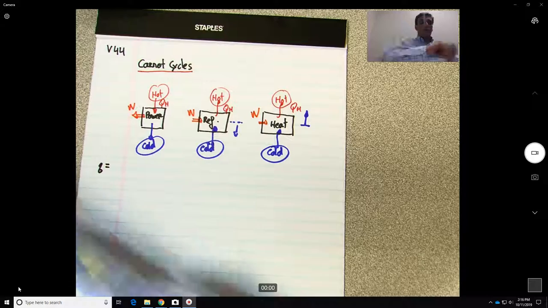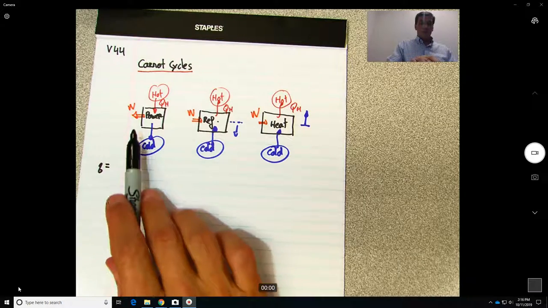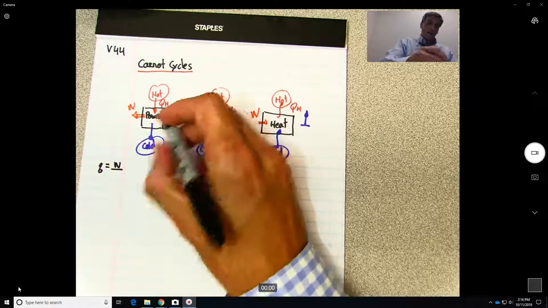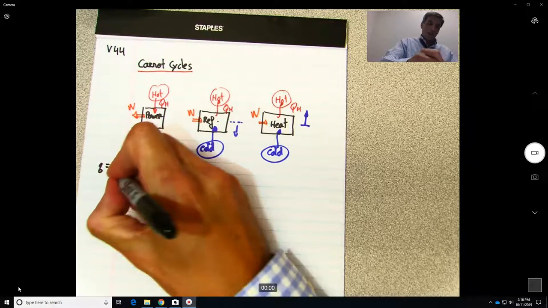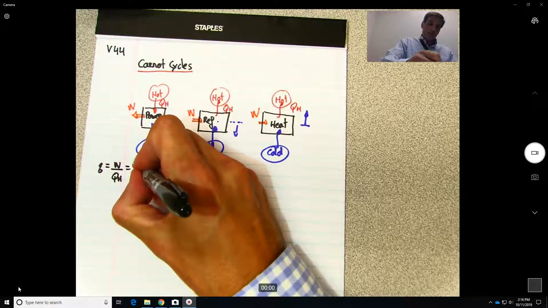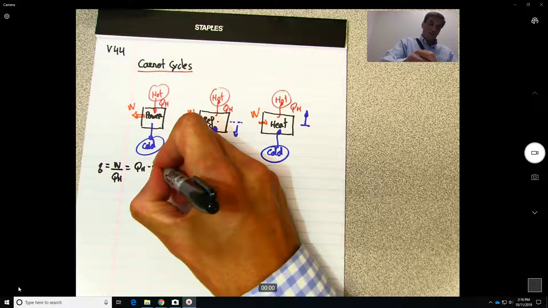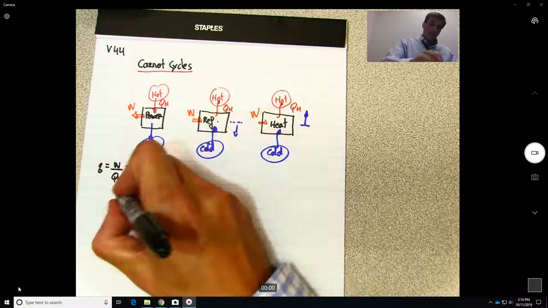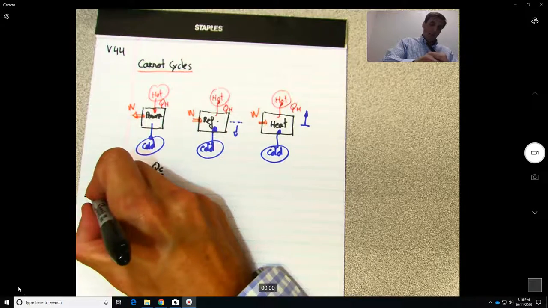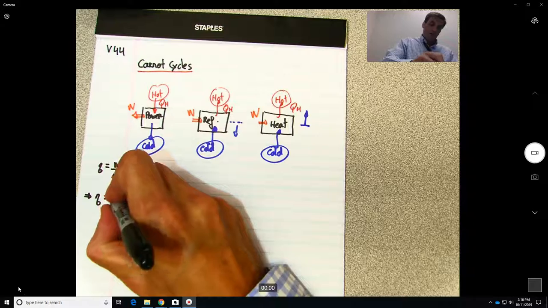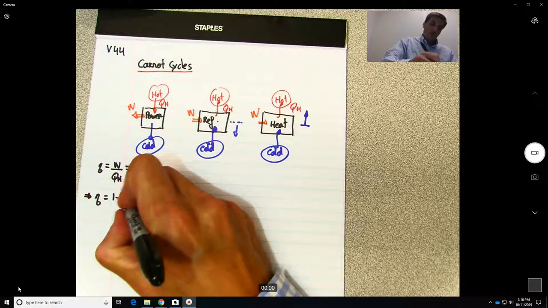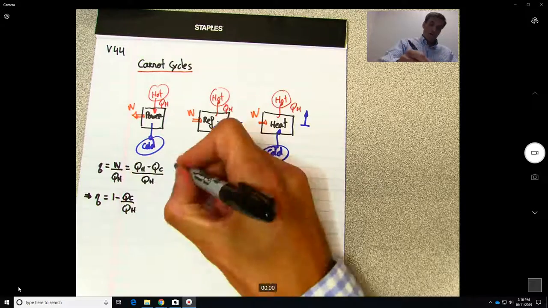So let's go back. What is the efficiency of the power cycle? It is whatever you're trying to get out divided by whatever you put in, which is Q hot minus Q cold divided by Q hot. So for the power cycle, the performance was 1 minus QC over Q hot.